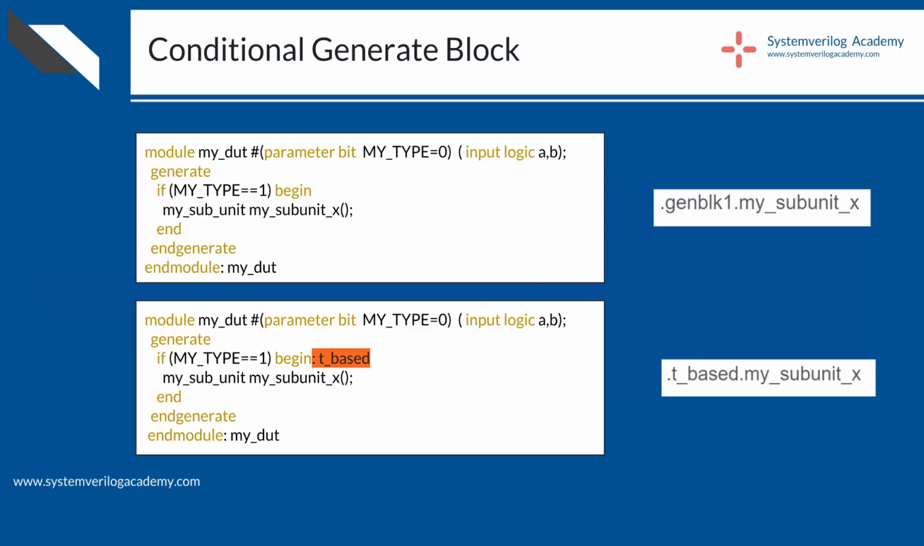Similar to what you have seen in the case of looping generate blocks, you may or may not name begin-end blocks within the generate block. If they are not named, the default name genBlock will be used in the hierarchy. In these examples the same generate block is used without and with naming the begin-end. If it is not named, the hierarchy of the sub-module within MyDUT will be built as genBlock1.MySubUnitX, and if it is named as t-based, the hierarchy will be t-based.MySubUnitX.